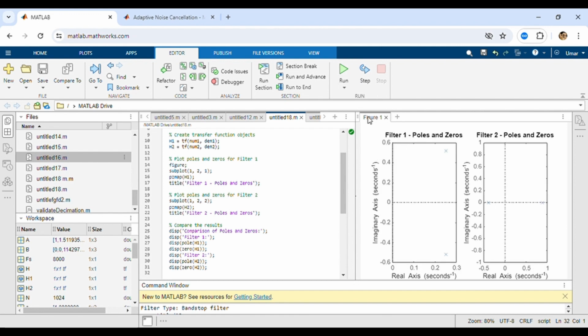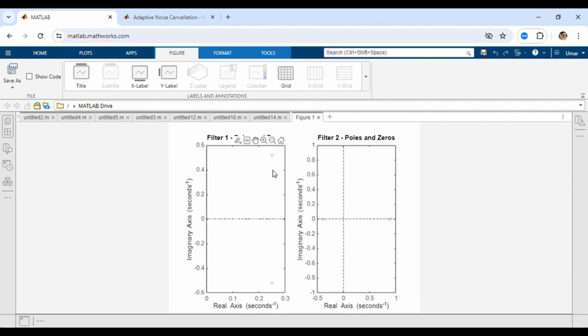so let's zoom the picture. This is the pole zero diagram of both of these filters. As we can see, the poles of filter 1 are on the imaginary axis and the poles and zeros of filter 2 are on the real axis. Now moving to the last task of this lab.